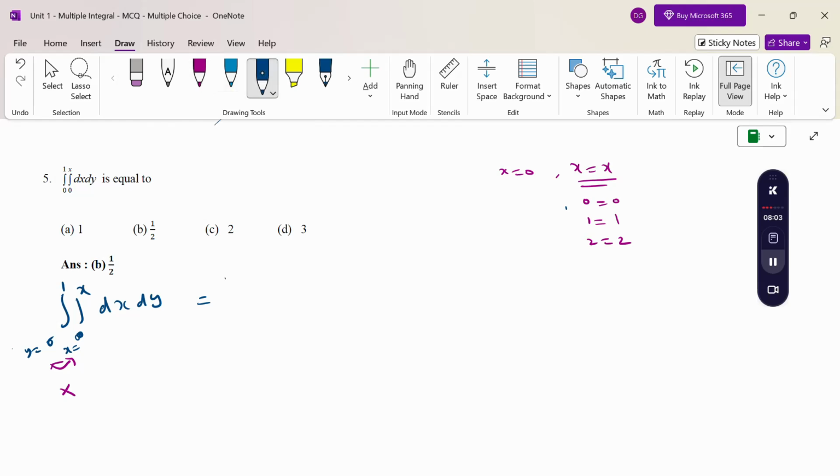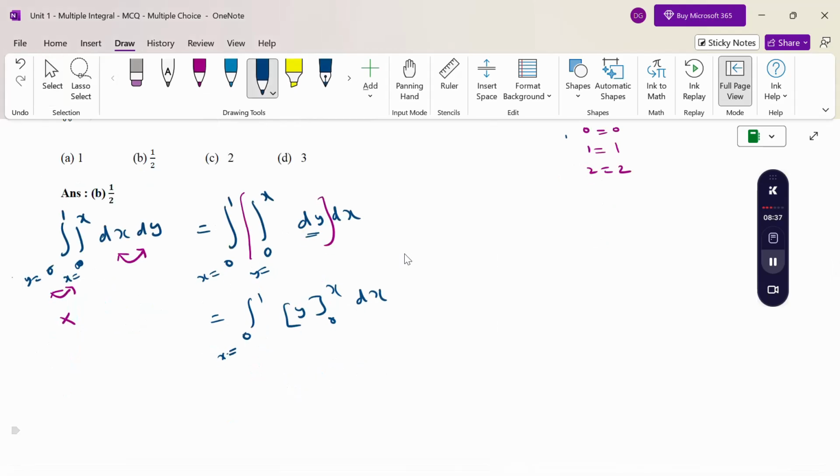Therefore for the double integration 0 to x, 0 to 1, no change. Only the order can be changed. So dx dy, change the order, not an issue, dy dx. Now proceed to solve the problem. The closed one is the y limit, the next one is the x limit. Integration of dy, and 0 to 1 is the x limit. So the integration of dy, y from 0 to x, dx.